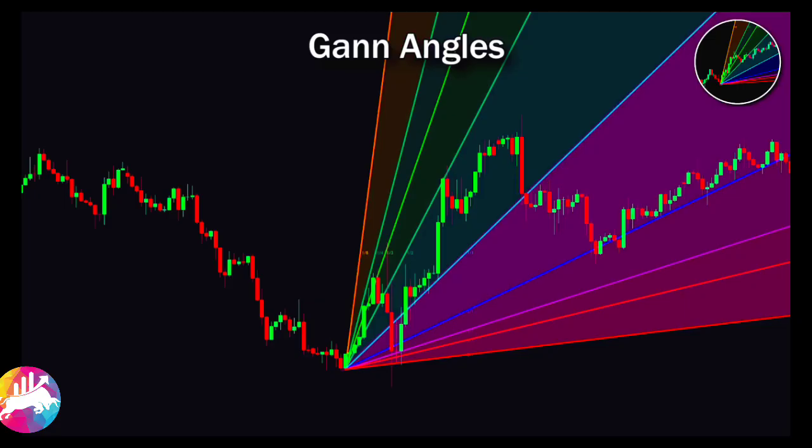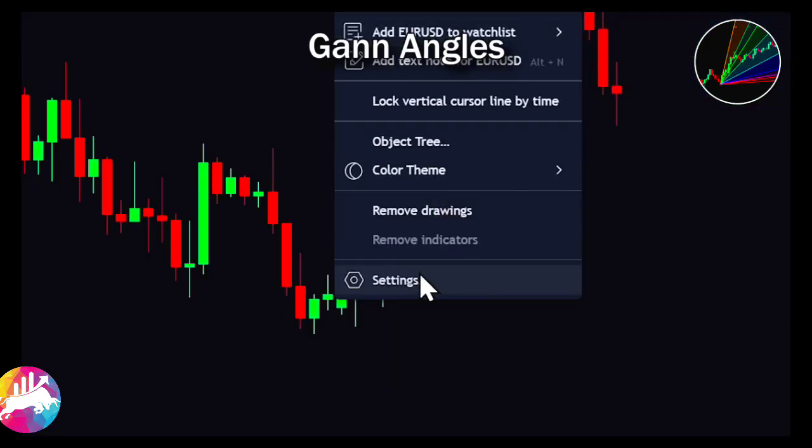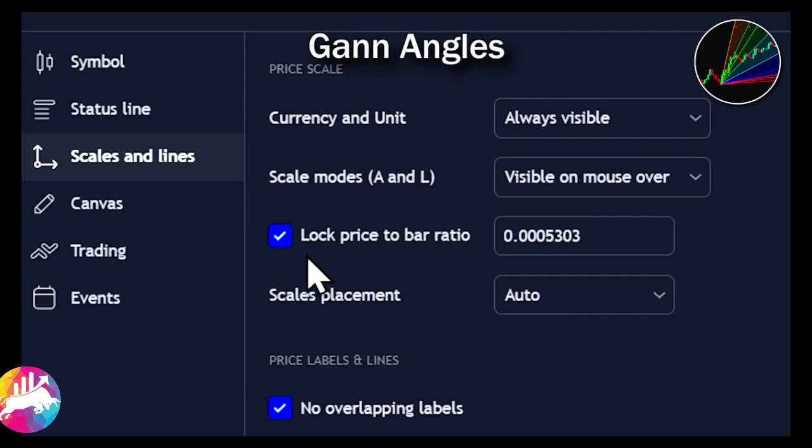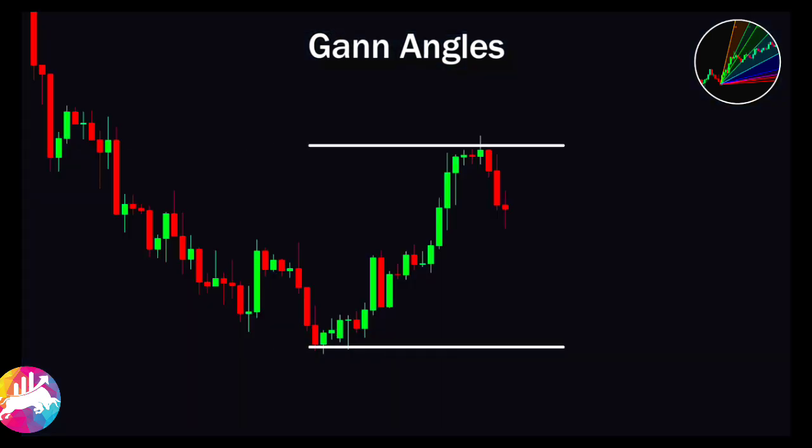To apply the Gann angles, first you go to settings, then make sure to check the lock price to bar ratio. Next, identify a market range and mark the swing low and the swing highs of that range.